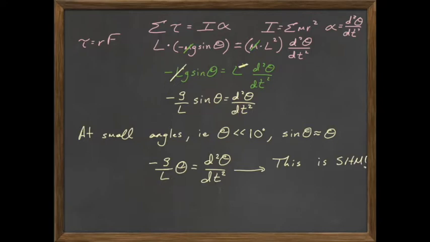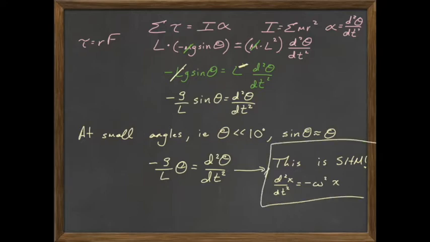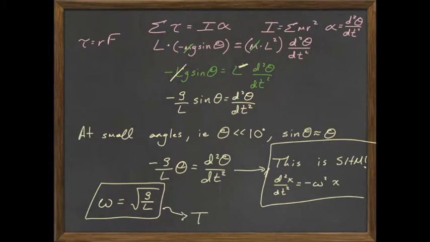Now, when we do that, look at this expression. This is an expression of a simple harmonic oscillator, where the second derivative of the position is equal to the negative of the squared angular frequency times the position. That's exactly what we have here, where the angular frequency is the square root of gravity divided by the length of the string. That also means we can find the period of a pendulum, which is 2 pi divided by the angular frequency, or 2 pi times the square root of L over g.